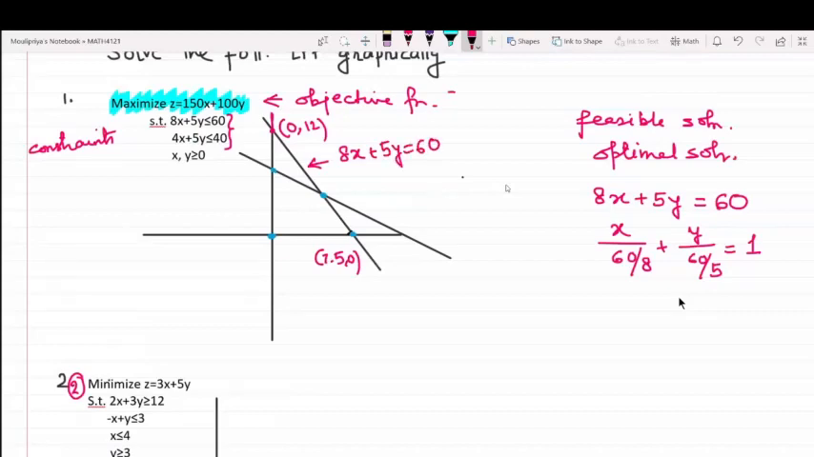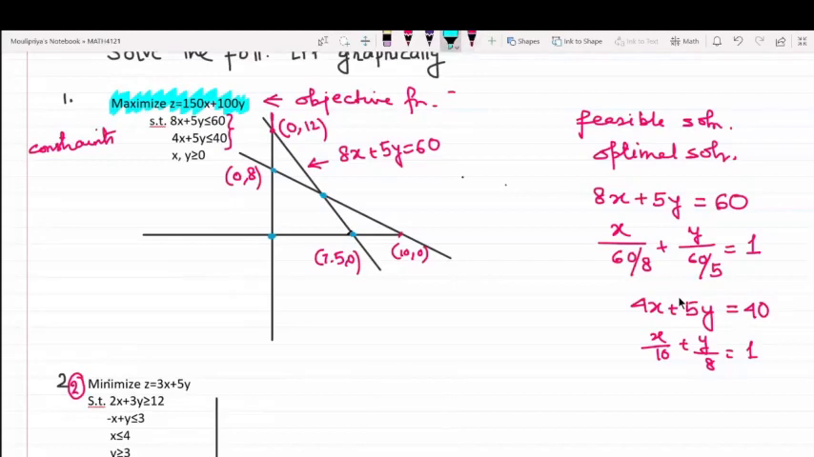The other line being 4x plus 5y. If I just draw the corresponding equation, it would be 40. So you have x by 10 plus y by 8 equal to 1. So this is 10, 0, and this is 0.8. Are we all okay with this?